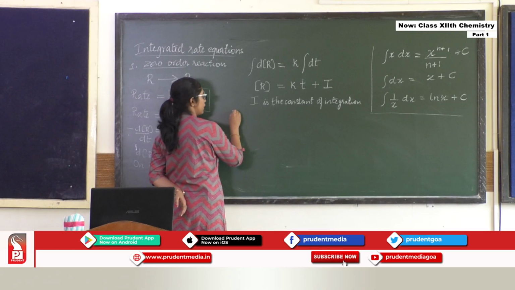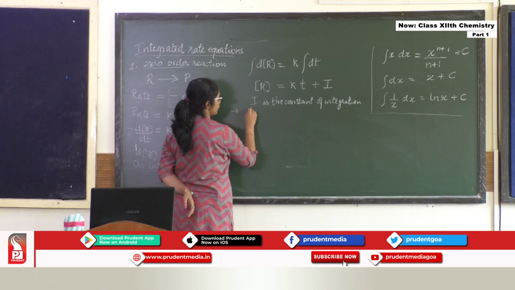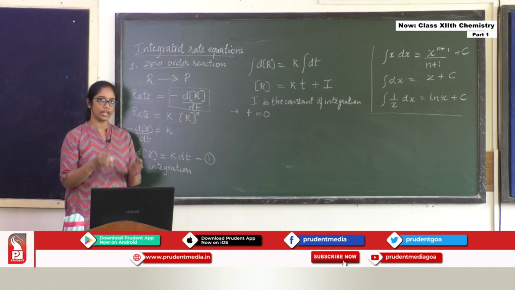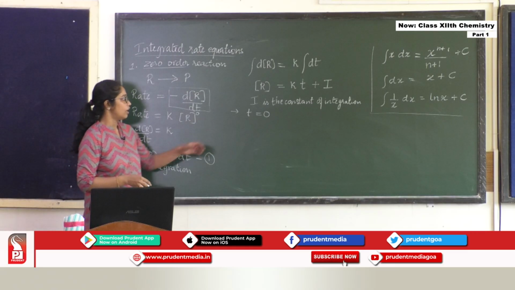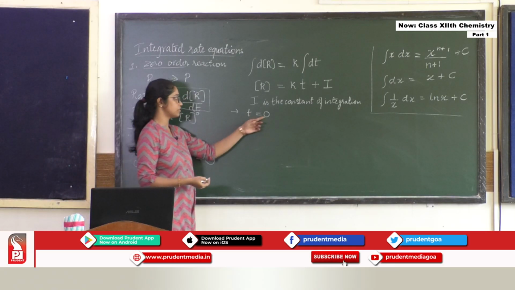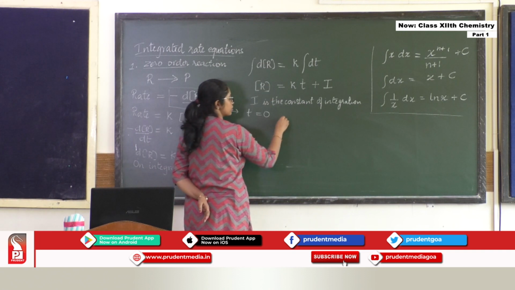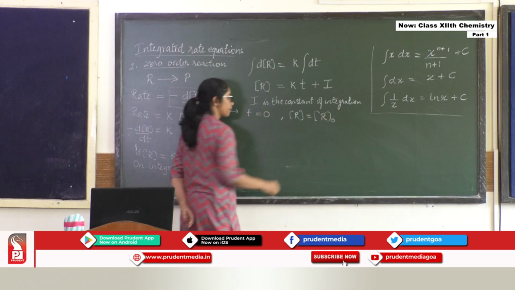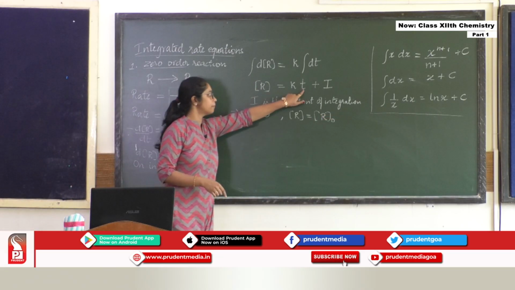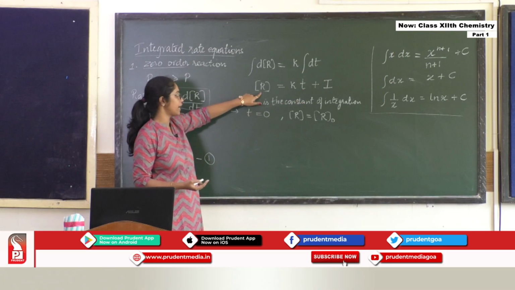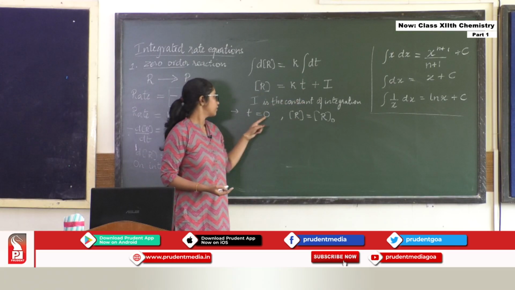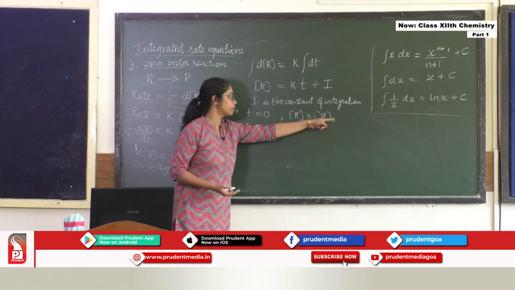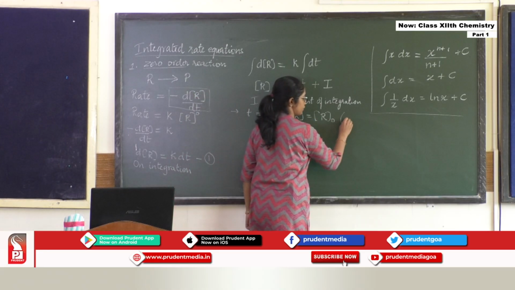Now we take a condition. Suppose t is equal to 0, that is at the start of the reaction where we just take the reactant in the reaction vessel and we are carrying out the reaction. So at time 0 we consider the concentration of the reactant R to be equal to R naught. The meaning of this is that at a particular time t the concentration of the reactant is R, but if the time is taken as 0, the concentration of the reactant is termed R naught, which is known as the initial concentration of the reactant.